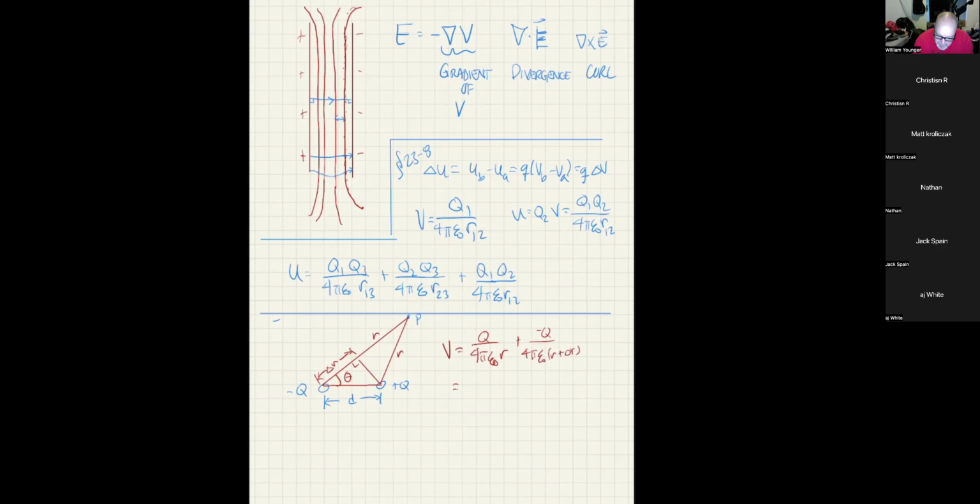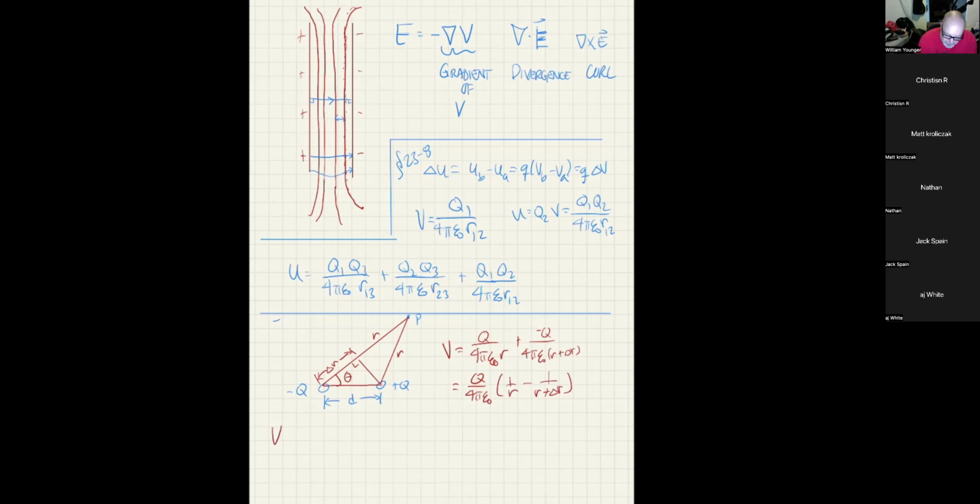So I can simplify it by taking out the Q over 4 pi epsilon naught. I'll leave the R. And what I have left is 1 over R minus 1 over R plus delta R. Okay. Now, in principle, we'd like to simplify this. So one way we could do it is we could multiply the numerator and the denominator of the leftmost fraction by R plus delta R. And then the right fraction, we could multiply the numerator and denominator by R.